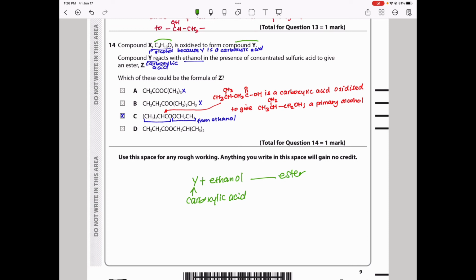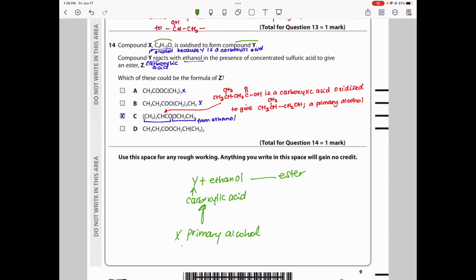Now, if Y is a carboxylic acid and it was formed through oxidation, it must have been either a primary alcohol or it could have been an aldehyde. However, here they said we have the compound X. So compound X is oxidized to form compound Y, and then it reacts with ethanol.